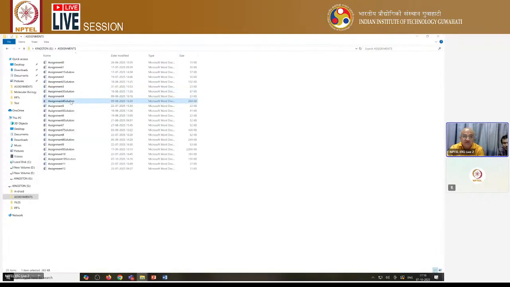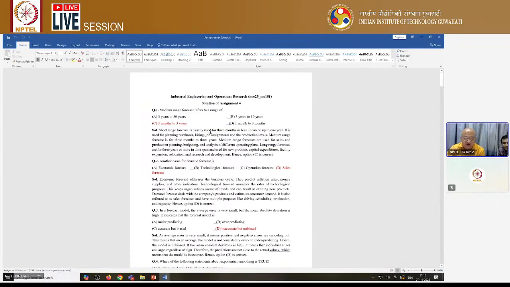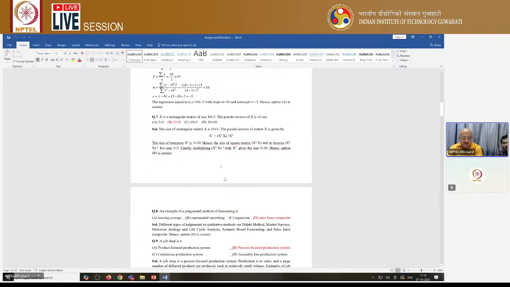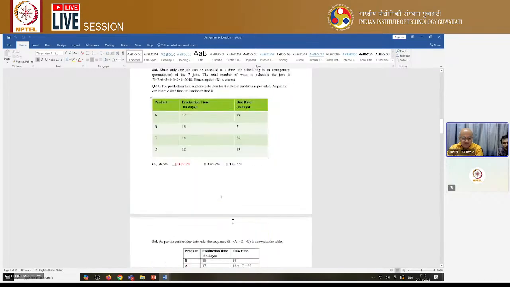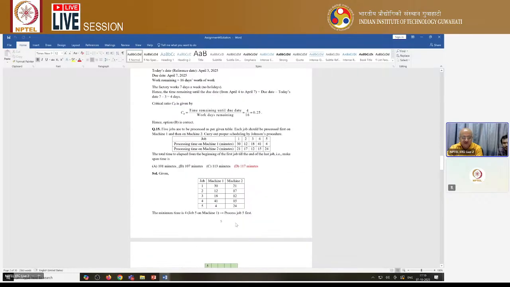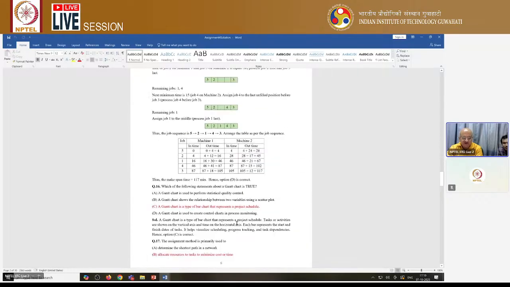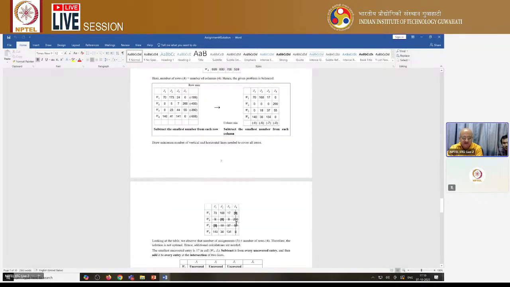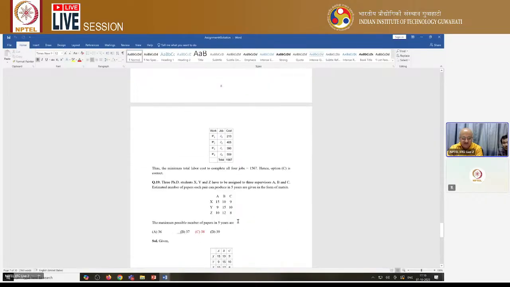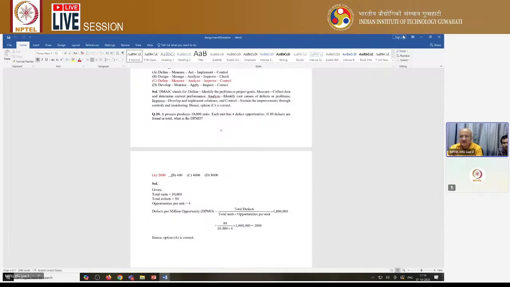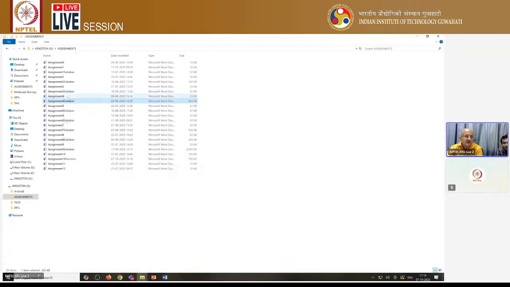Similarly, we did assignment 4. In this, it was dependent on forecasting. Some questions take more time, but some don't take much time. The assignment model I also did. The assignment model may take more time, and then we will do assignment 5.